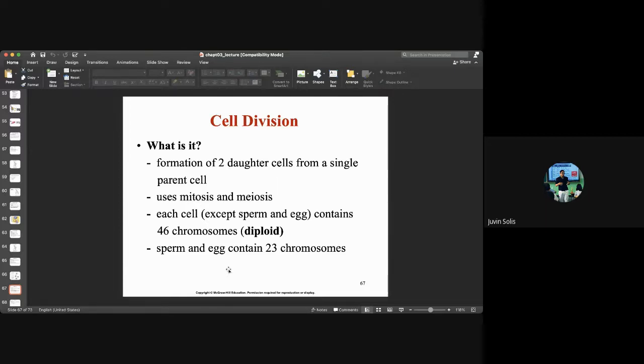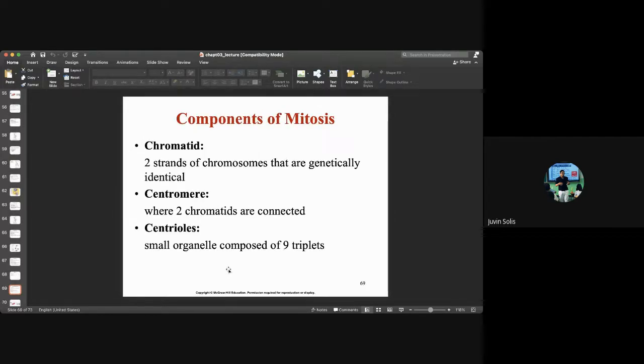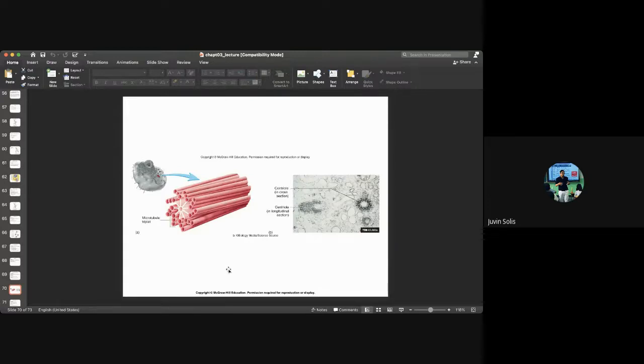Okay? And I know you already learned your mitosis and your meiosis before. Each cell except your sperm and the egg contains 46 chromosomes, or what we call diploid. And sperm and eggs contain 23 chromosomes. Now, mitosis is the cell division that occurs in all except sex cells, and it forms two daughter cells. And we have here three terms that you need to know: chromatid, centromere, and centrioles. Your chromatid is two strands of chromosomes that are generally identical. Your centromere is where two chromatids are connected, and centrioles are small organelles composed of 9 triplets. Okay, just like this one.